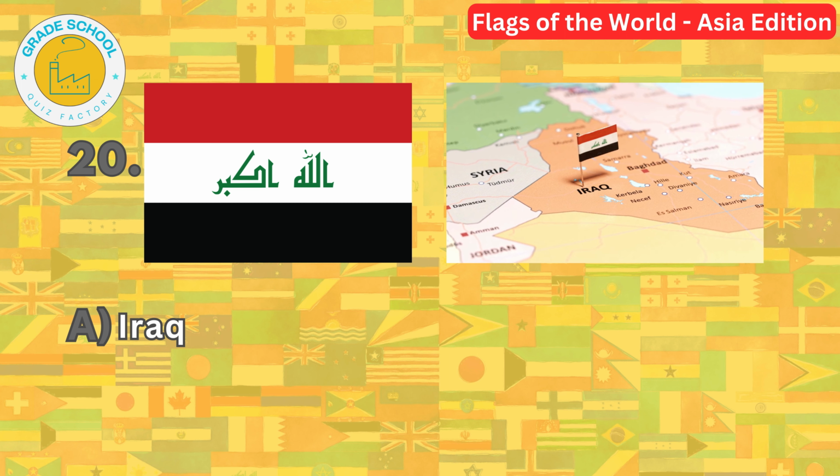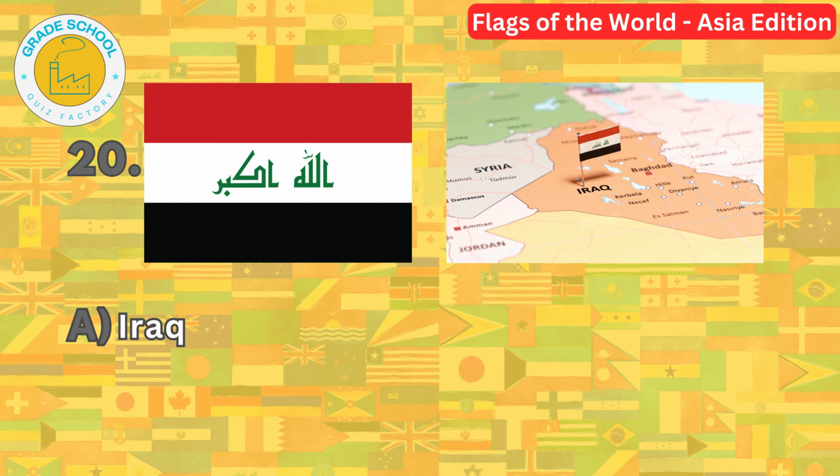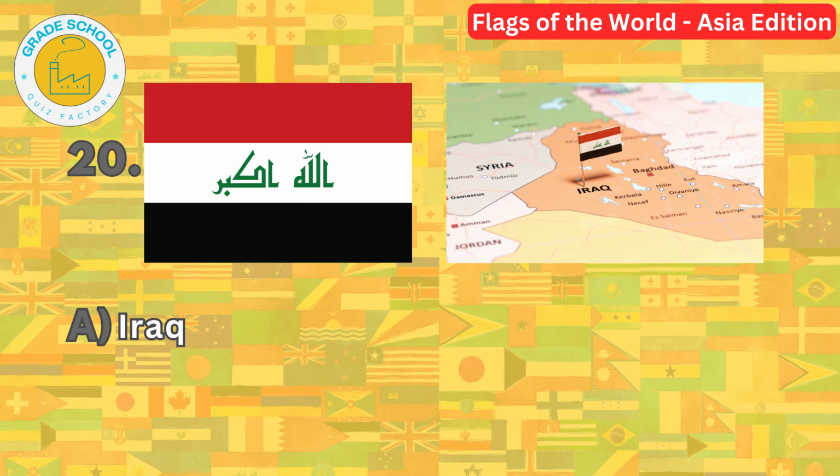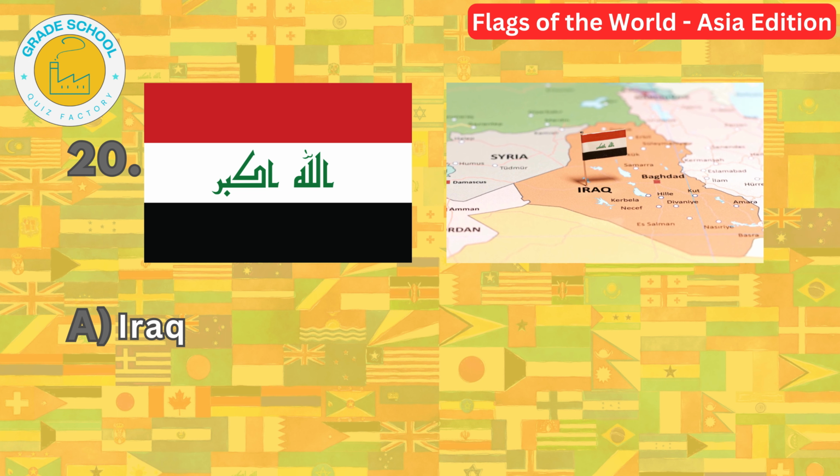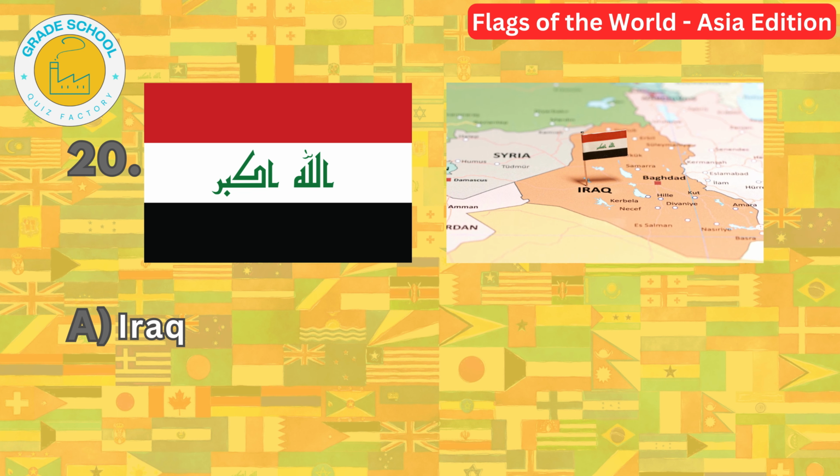The red color represents the blood of the martyrs. The white color signifies peace and generosity. The black color denotes oppression and tyranny. And the green color stands for Islam and the Hashemite dynasty.